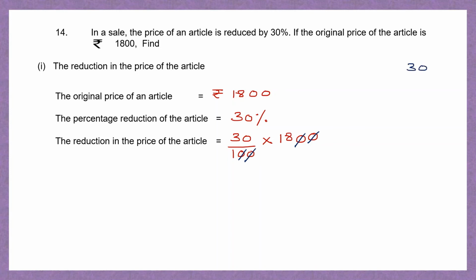Let's multiply that. 30 into 18. 8 zeros are 0, 8 threes are 24. Then 1 zero is 0, 1 three is 3. So we get 540. The reduction in the price of the article is rupees 540. So 540 has been reduced from the original price of the article.